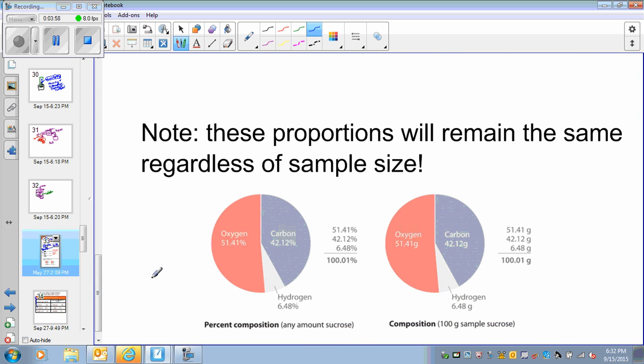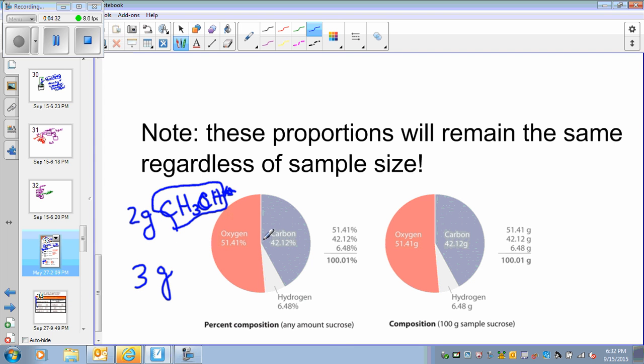These proportions will remain the same regardless of the sample size. You have 2 grams of any compound or you have 30 grams of the compound. The formula doesn't change. Since the formula doesn't change, the percentage doesn't change. So keep it in mind that the percentage of each element always stays the same in a particular compound.